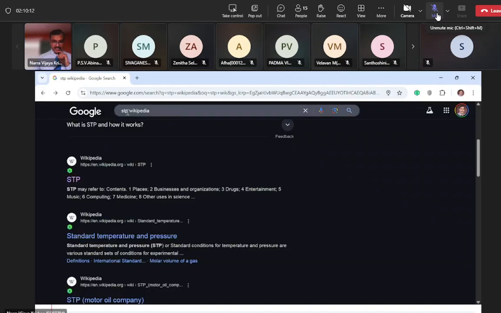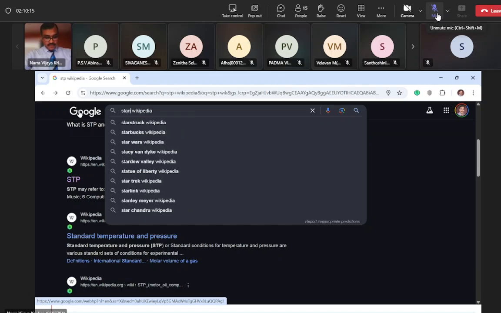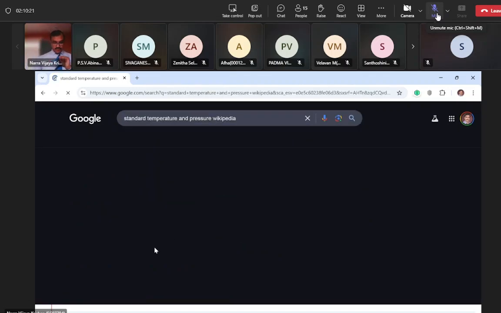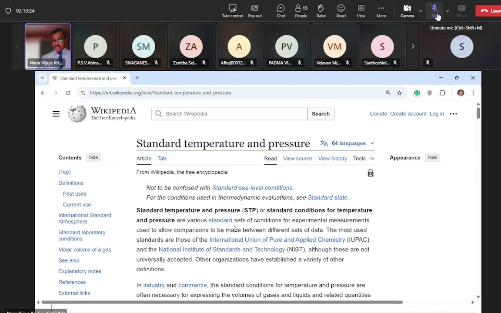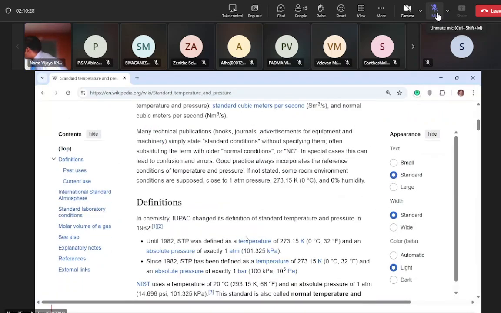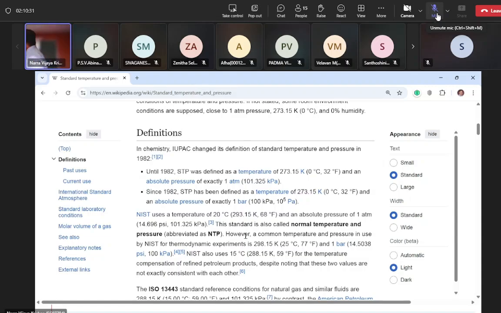What is it saying? In chemistry, IUPAC changed its definition of standard temperature and pressure in 1982. Until 1982, STP is 273.15 Kelvin and 1 atmosphere. Our books are following that. But in 1982 they changed it. Now STP is 1 bar and 273.15 Kelvin.